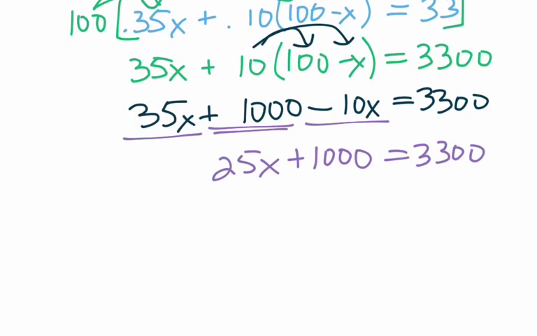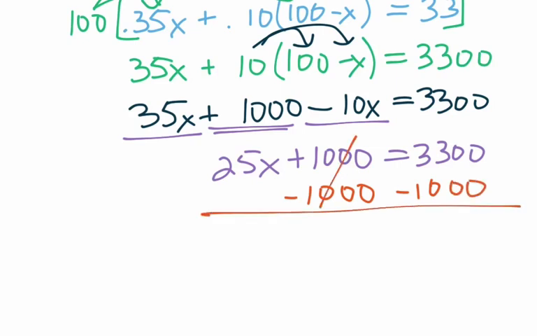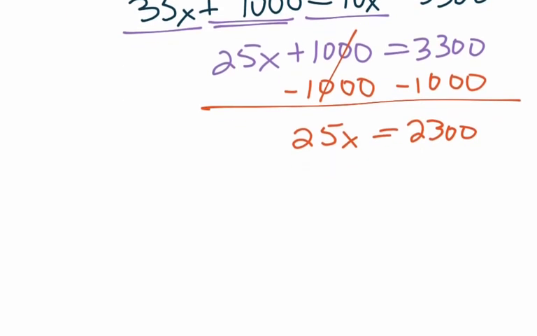My next step, I'm going to move my constant terms over to the right side. So we subtract 1,000. These will cancel, leaving me 25x is equal to 2,300. And my last and final step is going to be to divide both sides by 25. And we get x is equal to 92.